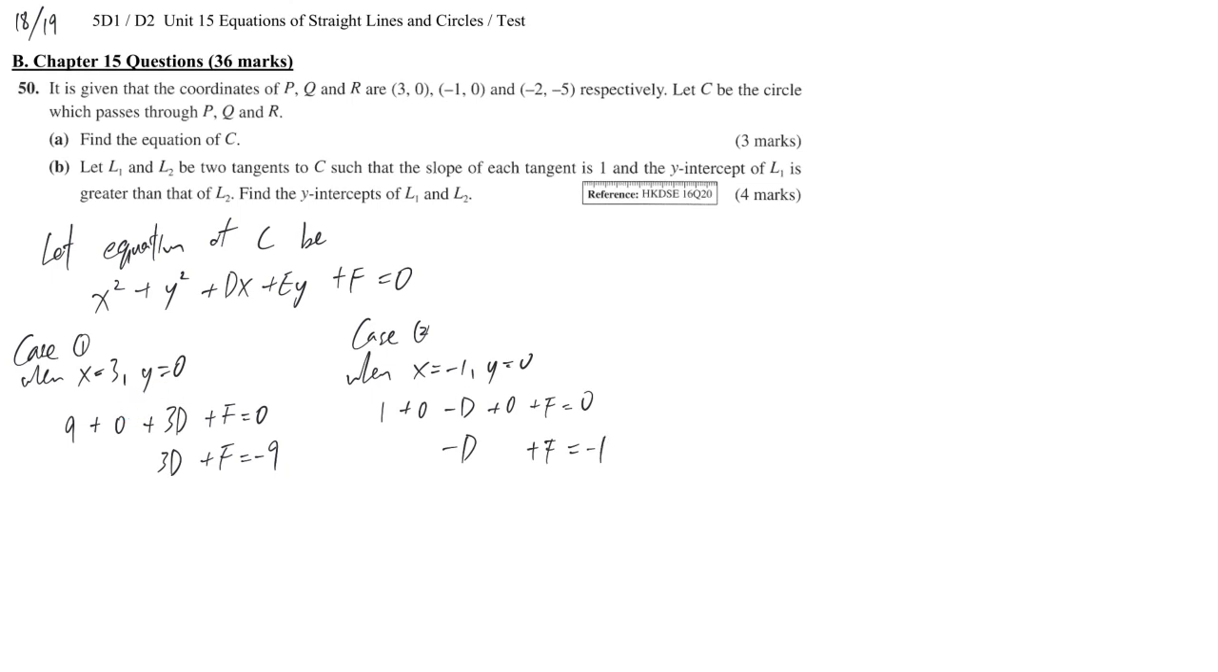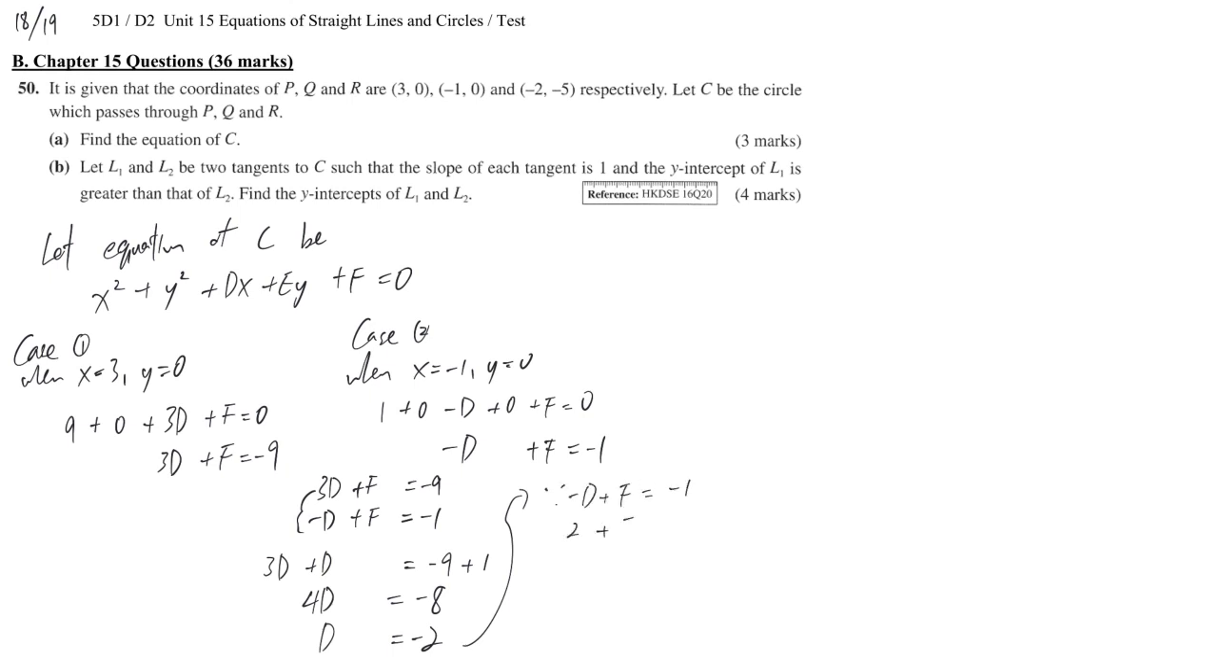In these two cases, y is 0, so we have equations with d and f only, and we can simplify the calculation by using these two equations. 3d plus f equal to -9 and -d plus f equal to -1. So we subtract them. 3d plus d is equal to -9 plus 1. Therefore, d is equal to -2. After that, we can find f. Since -d plus f is equal to -1, f is equal to -3.